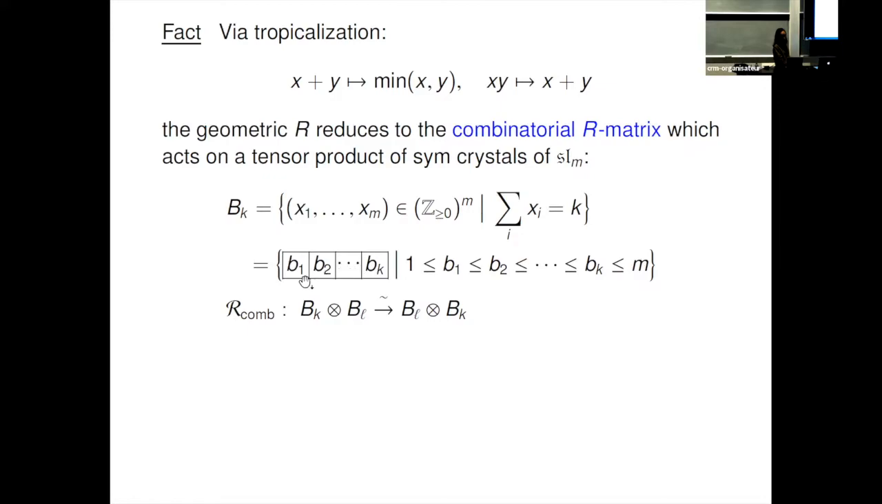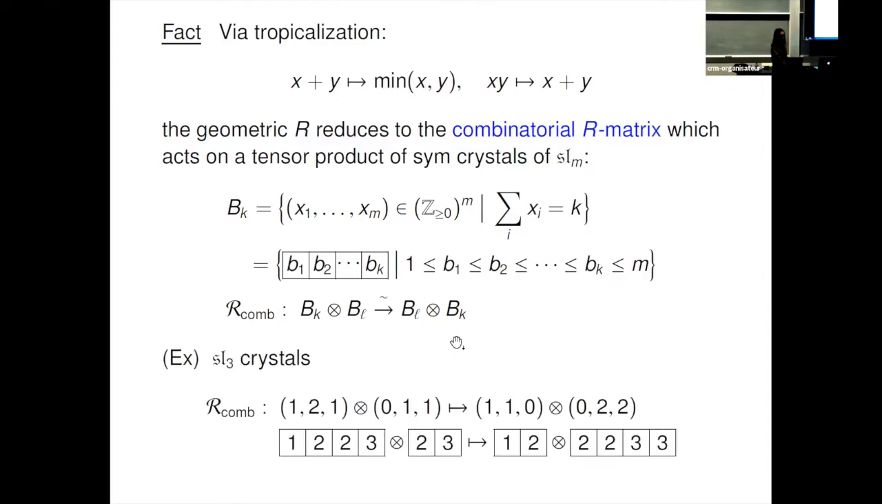And so in the semi-standard Young tableau, this is a one row tableau with rank K, and we fill numbers from 1 to M in these boxes. Then the combinatorial R matrix for this B_K is an operation from B_K times B_L to the interchanged B_L times B_K.